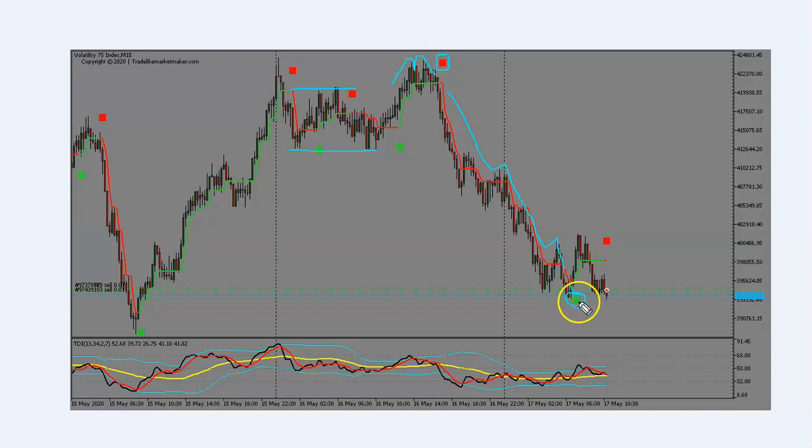So we have a buy signal here, and then followed with a sell signal, which is valid. This is not valid, it's wrong, because the trend has changed to bearish. Okay, let's see what happened with this trade on the next page.